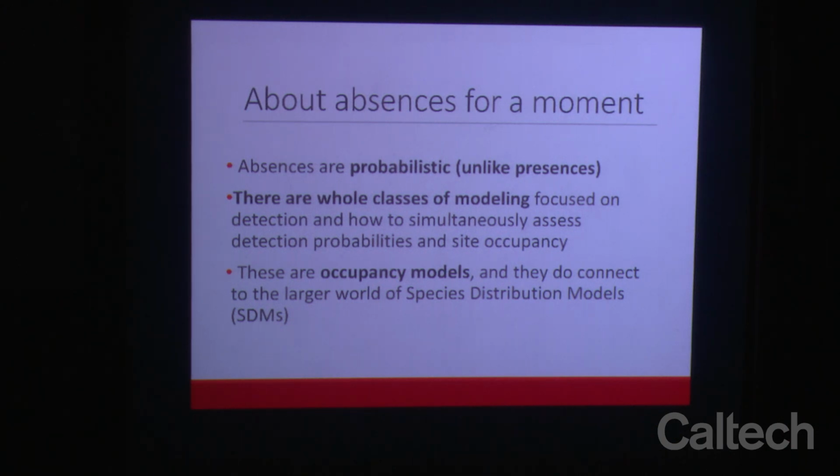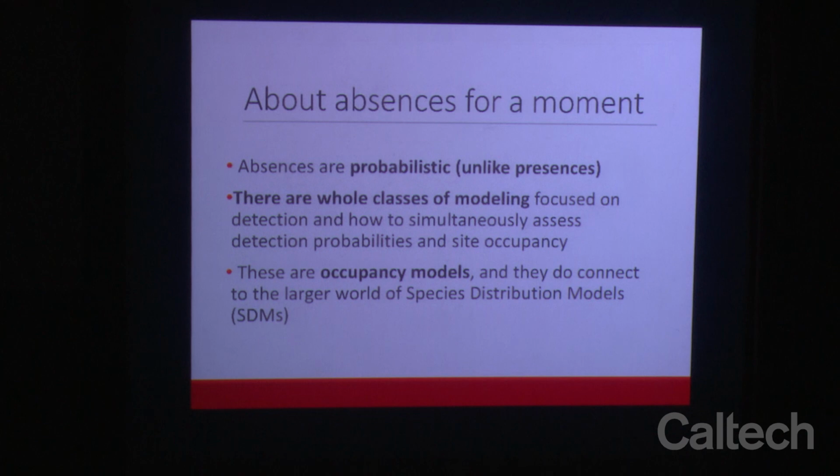Okay, so so far I've focused this purely on the framework of thinking about these sort of models around species presence and not around thinking about absence. Absences are really critical for documenting change dynamics and for getting away from thinking about kind of potential distributions and fundamental niches towards more realized distributions, which I think is really critical. They are probabilistic, unlike presences, and there's a whole class of modeling in the framework of occupancy modeling that is focused on detection probabilities and how to simultaneously assess detection and site occupancy. Those occupancy models are clearly connected to this larger world of species distribution models.